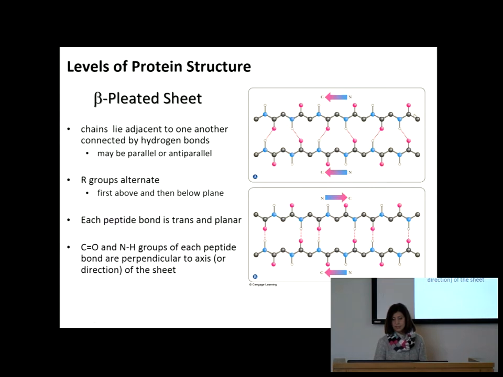See how it's that zigzag shape? There's no free rotation in the peptide bond, but then you have the hydrogen bonding occurring. If it occurs on a sheet perpendicular to the axis, it is a beta pleated sheet. If it's a coil and you have the hydrogen bonding happening on the outside of the coils, then you have the alpha helix. Again, with both, you have the R groups dangling, ready to interact.